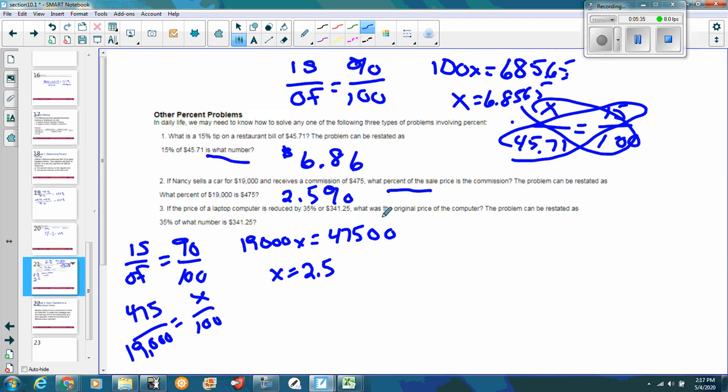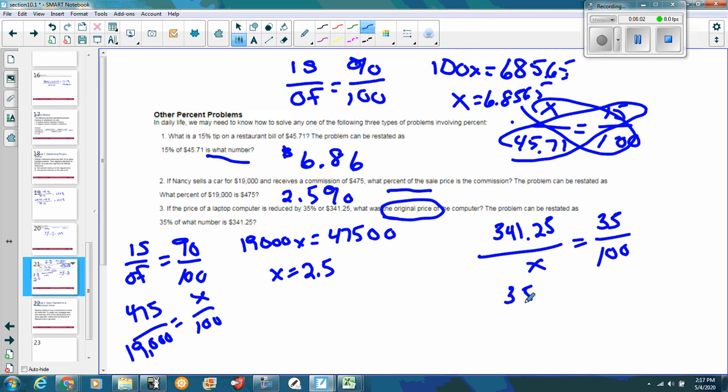All right, for number 3, the price of the laptop is reduced by 35%, or $341.25. What was the original price? So in other words, we want to know $341.25 is 35% of what number? So 341.25 over what is equal to 35 over 100. 341.25 is 35% of, and the of is down here. So when you cross multiply, you get 35x equals 341.25 times 100, and multiplying by 100 just moves it 2 places to the right. When you divide, you get 975. So the original selling price must have been $975.